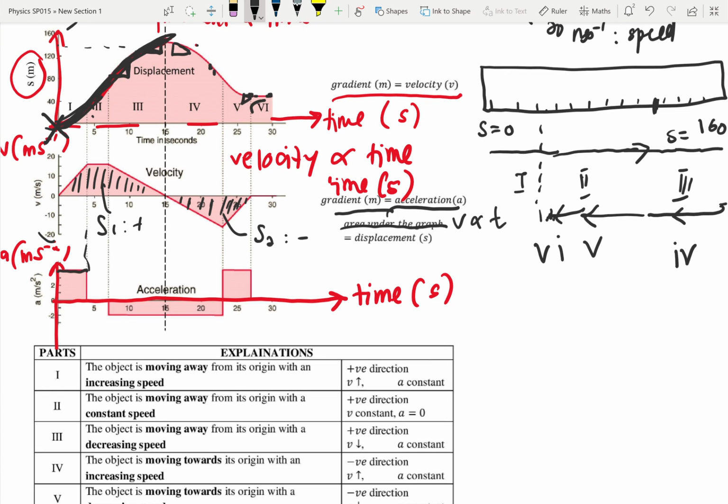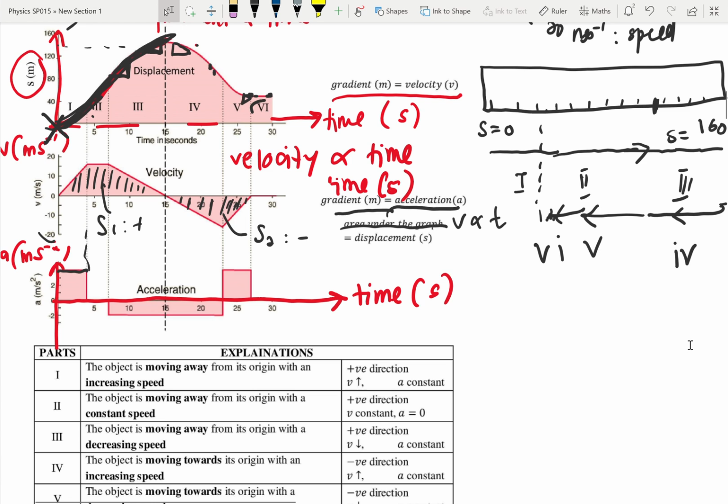This one is for displacement. But if the question asks you for the distance traveled by this object, you only have to add S1 plus S2, because for distance you don't have to consider the direction. But for displacement, you have to consider the direction. When it moves to the left, it has a negative sign. When it moves downward, it has a negative direction.